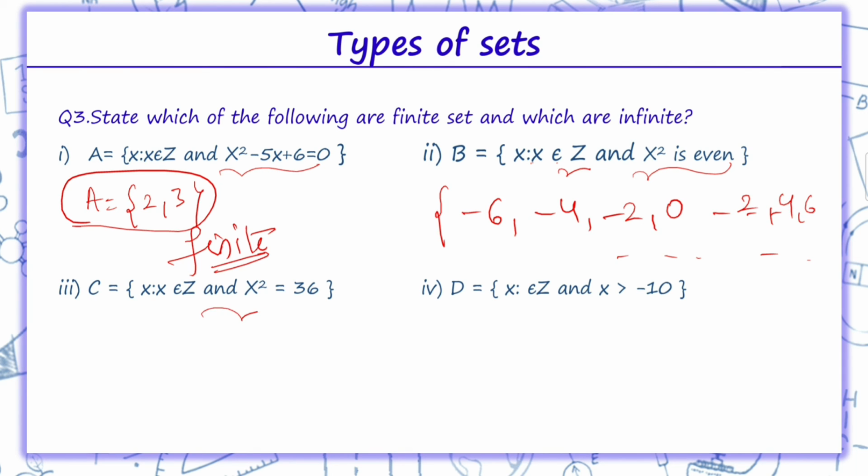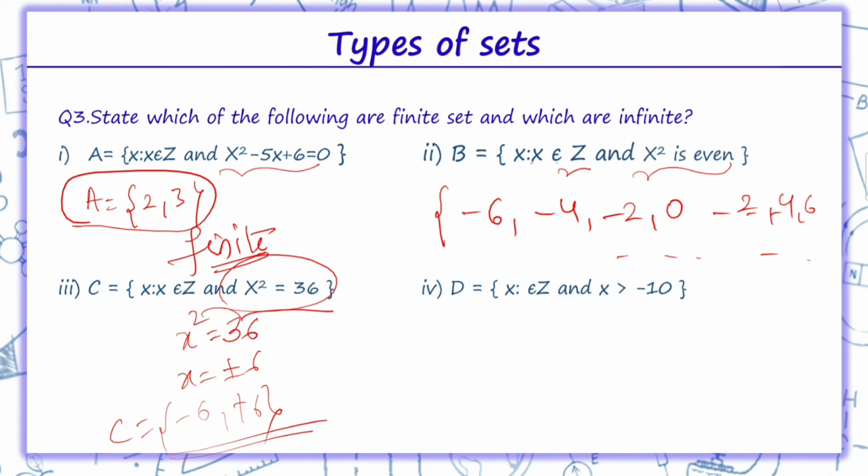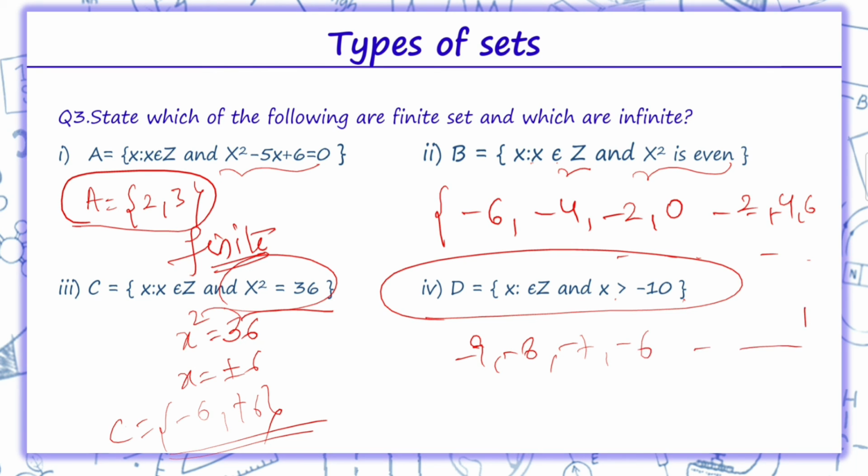Over here, if we can see, there are only 2 elements, as we are provided with x square is equals to 36. That means x is plus minus 6. So C can be written as minus 6, plus 6. So this is again a finite set. But over here, if we see x greater than minus 10, there are a lot of numbers which are greater than minus 10, like minus 9, minus 8, minus 7, minus 6 and so on. So therefore this is known as an infinite set.